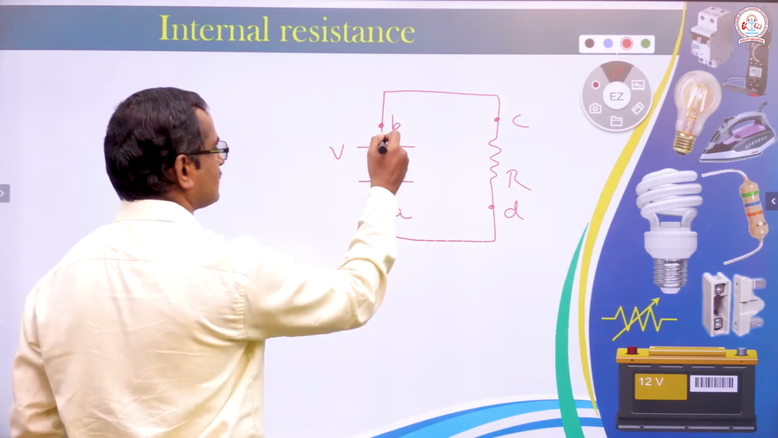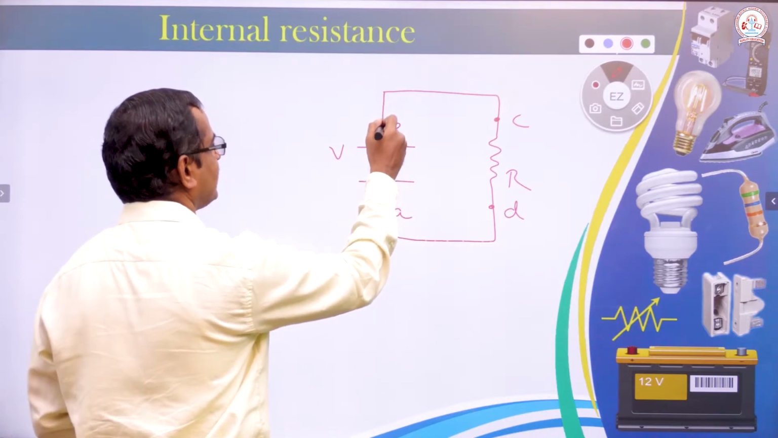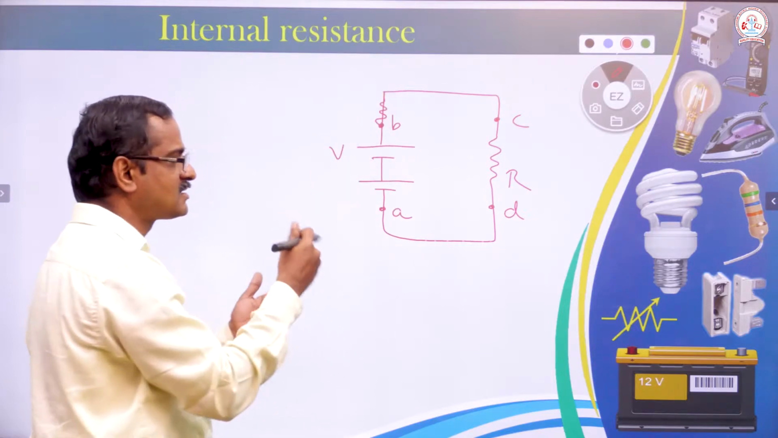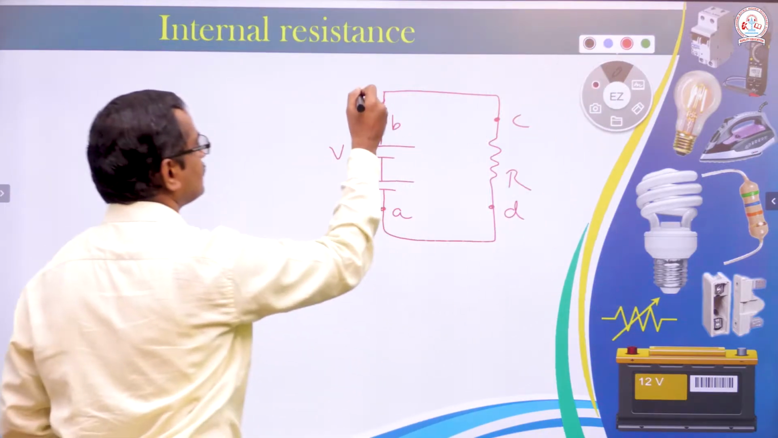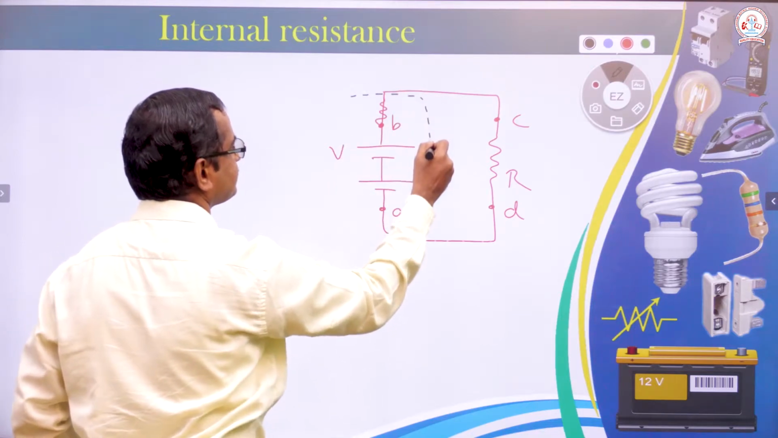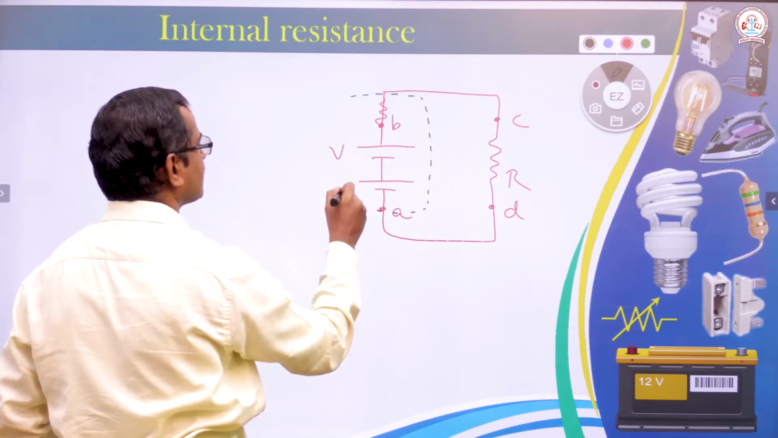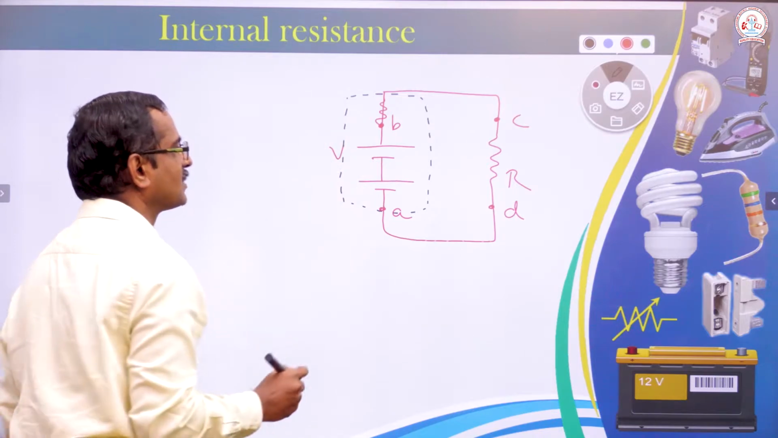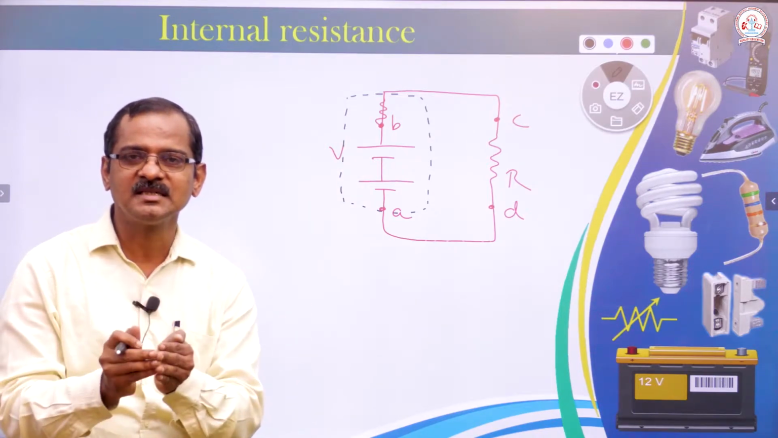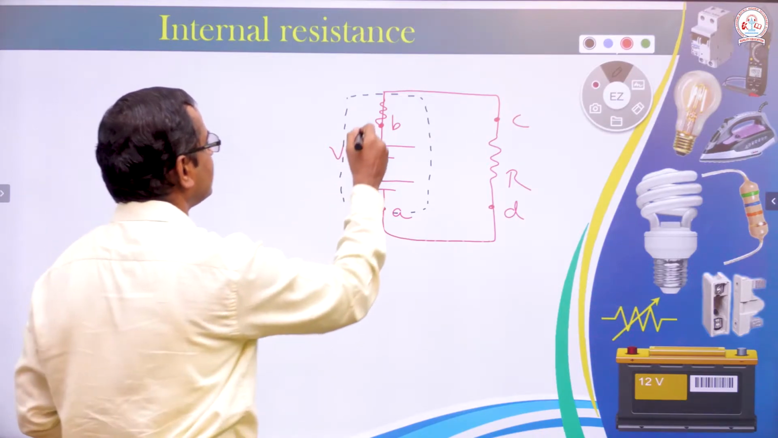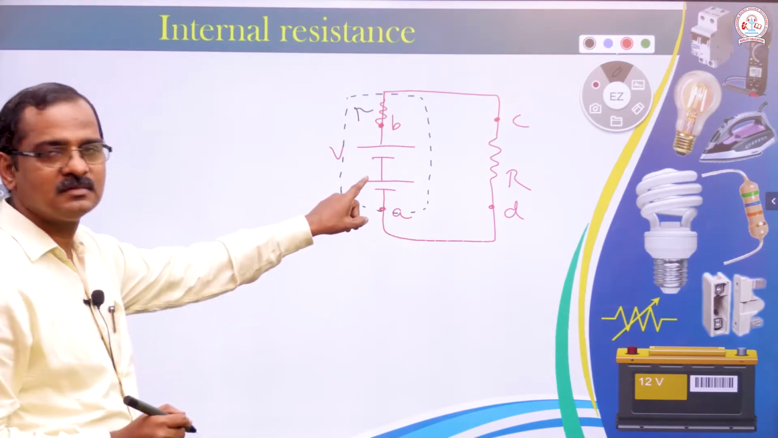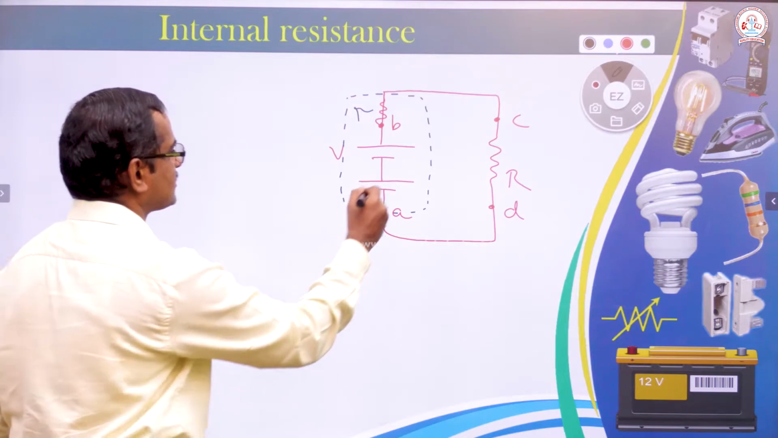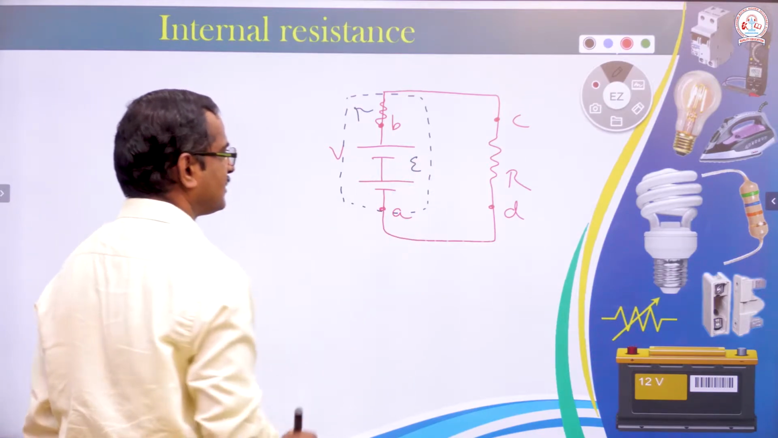To show that resistance, we just add it here like this. Together this is a circuit. The battery has some internal resistance. Let the internal resistance be r. The EMF across the battery, let us take it as epsilon.